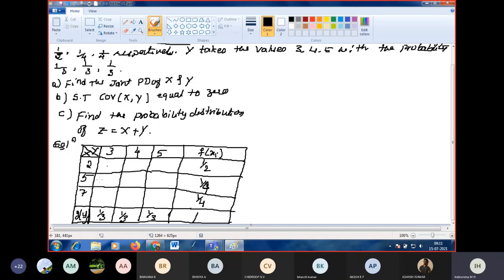So now what we are left with are the empty cells. We have to fill the empty cells. These empty cells are called the joint probability distribution. Now we have to fill it. How to fill this one, according to the given data?